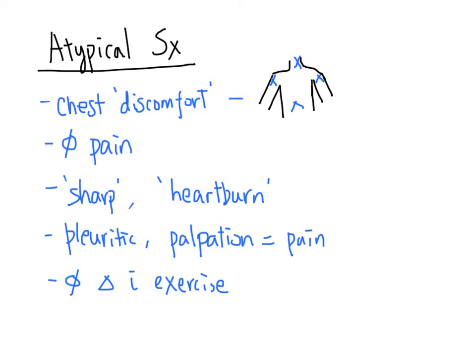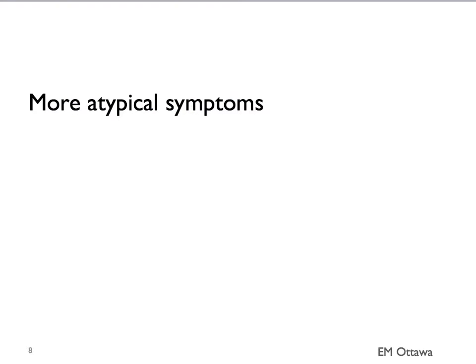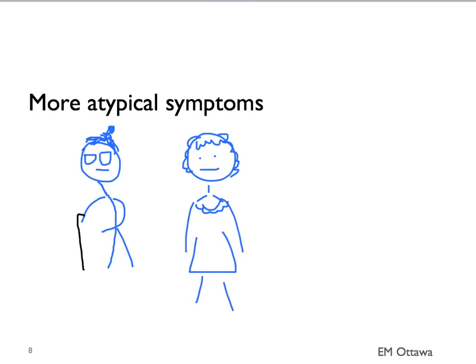Because patients can have these very atypical symptoms, we want to have a very low threshold of investigating patients. If not, we will miss them. We see more atypical symptoms in the elderly, women, and diabetics.